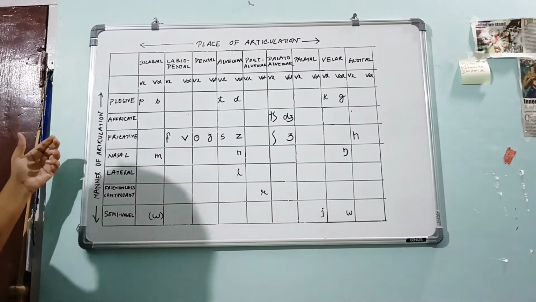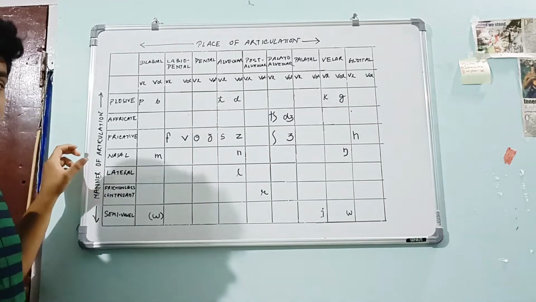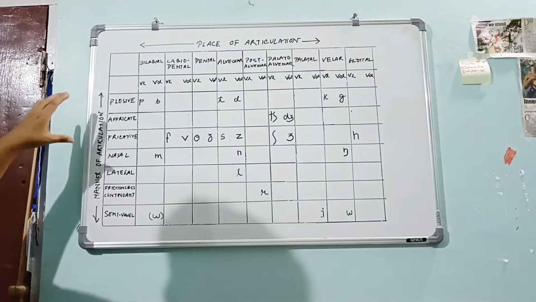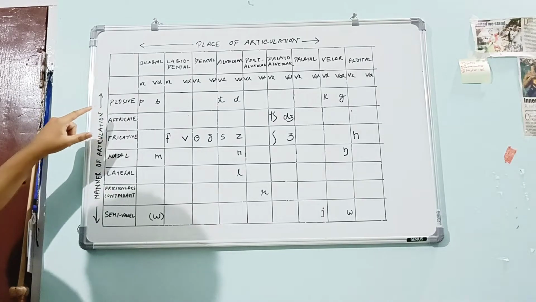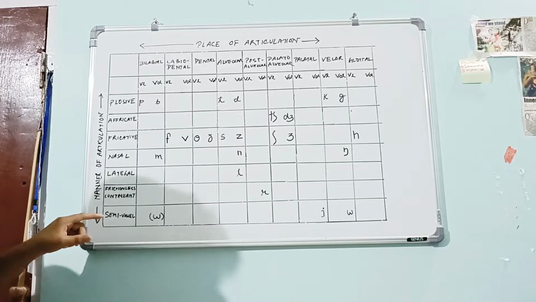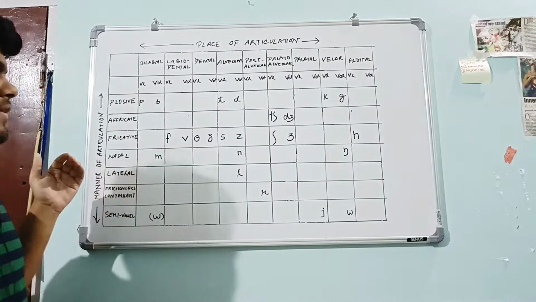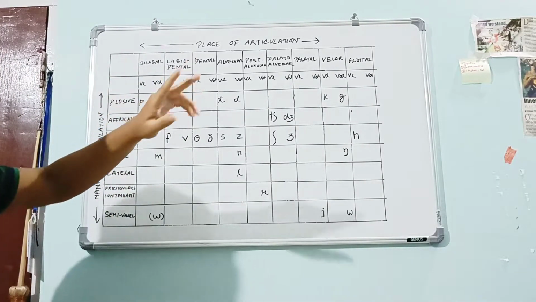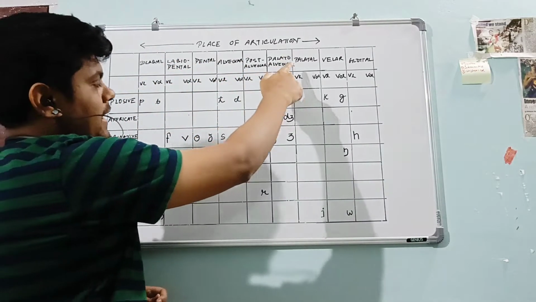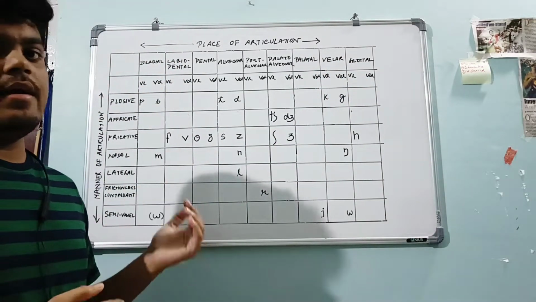And if you can see on the left hand side of this chart, this is the manner of articulation. Manner, as the name suggests, is how the sounds are produced. I have written here plosive, affricate, fricative, nasal, lateral, frictionless continuant, and semivowel. These are the manners in which consonant sounds are produced in the English language. And here the places of articulation are written: bilabial, labiodental, dental, alveolar, postalveolar, palatoalveolar, palatal, velar, glottal. So 9 places of articulation are there in the English language.